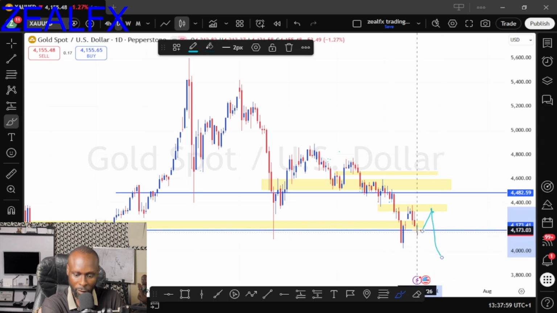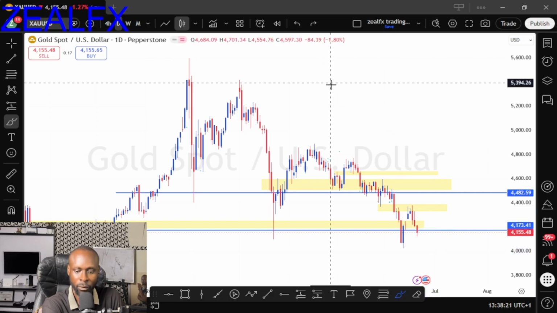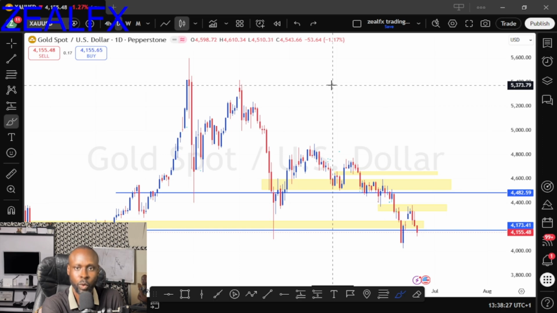So we can't sell from this current level. This current level is all support level. I don't like selling from a support level. I always like to sell from a resistance level. Take advantage of selling on a resistance level, which will give you a good profit for the gold trade. So let's keep in mind to always sell from a resistance level, and avoid selling from a support level.